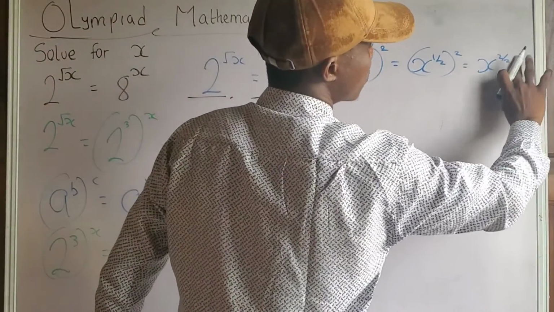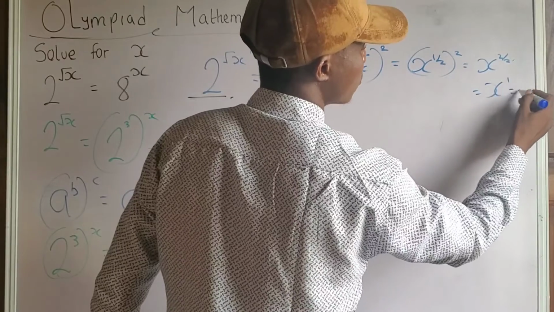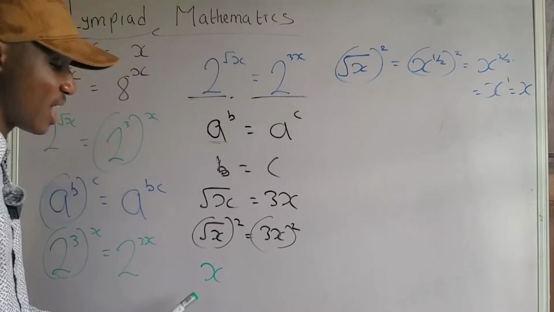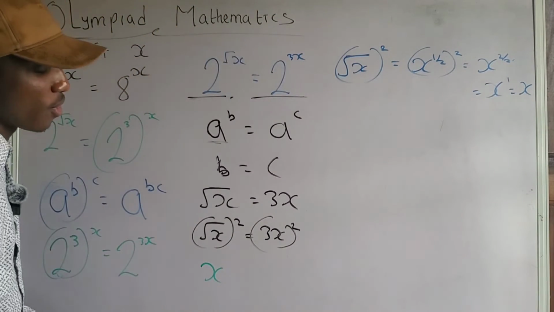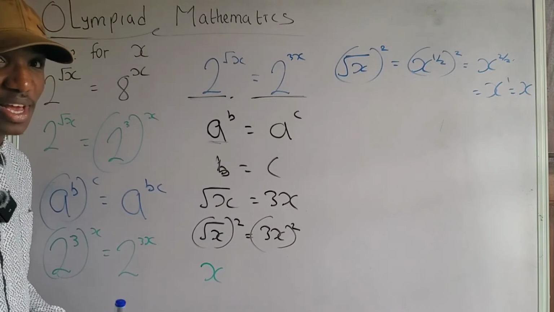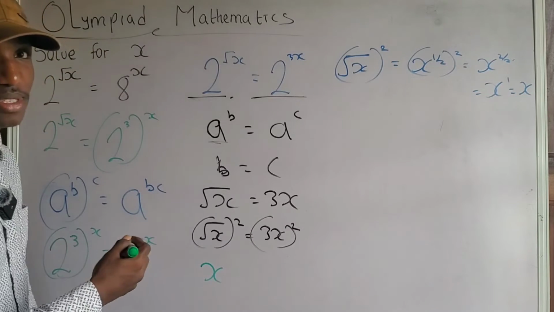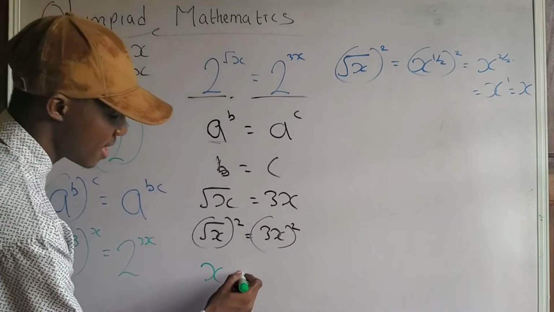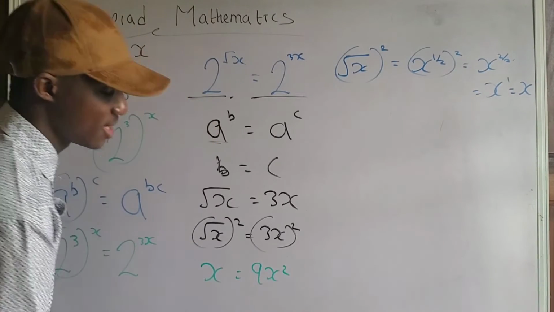Okay, so if you take the square of root x, you're going to have x. You know, x raised to the power 2 over 2 is x raised to the power 1, which is x. Okay, so that's why I have x in this place. Now for 3x squared, I'm going to have 3x times 3x, right? 3 times 3 is 9. x times x is x squared. So I'm going to have equals 9x squared.